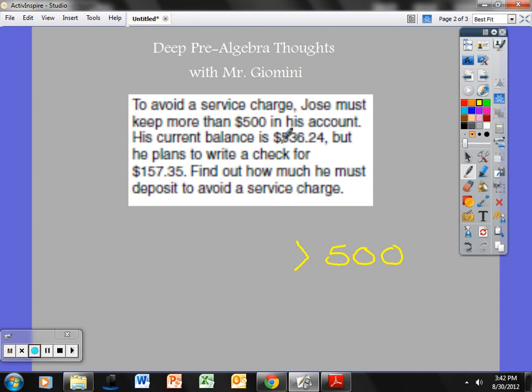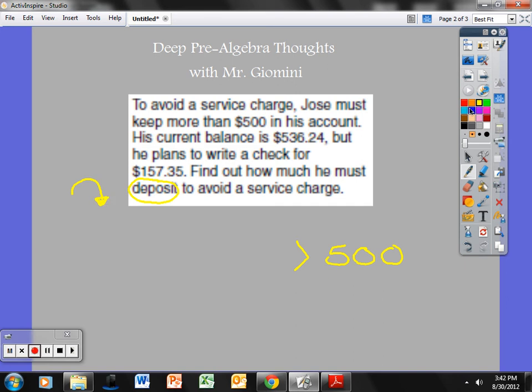His current balance is $536.24, but he plans to write a check for $157.35. Find out how much he must deposit, and I had a good word today. Deposit means to put money back into the bank. It's always great to be depositing more than you're withdrawing to avoid a service charge.